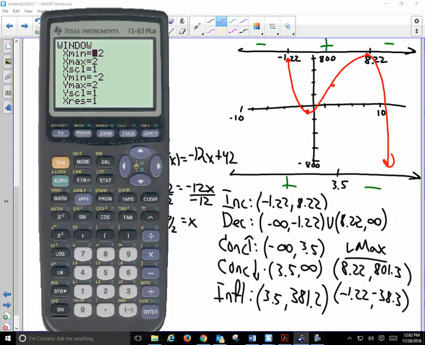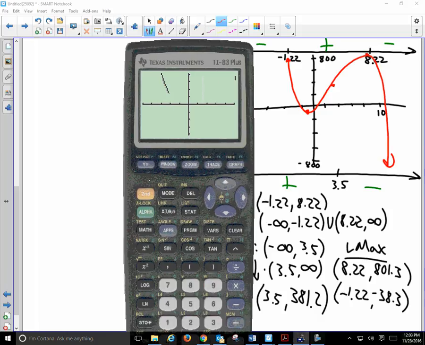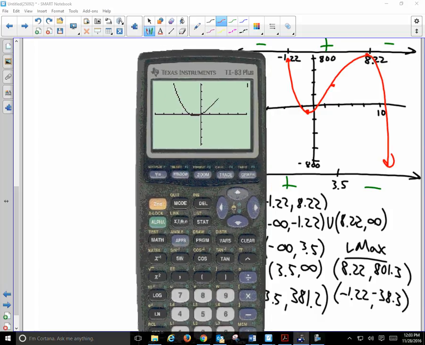Again, x min, I'm going to go to negative 10, positive 10, scale every 2. Y min of negative 820, max of positive 820. Tick marks every 200, and I press graph. I guess maybe that end spot didn't look the best there, but it's pretty close.